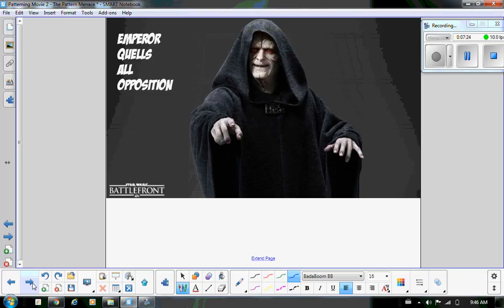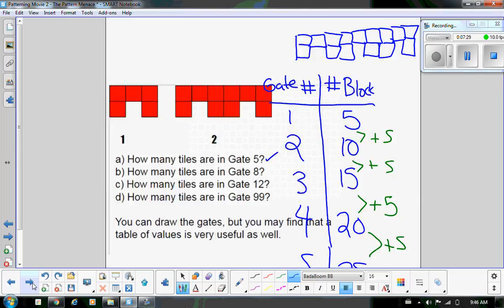Back to slide number 3. I don't think so, Emperor, because there is a strategy for solving this rudimentary equation. So, Emily, what do you have to add? 5. We add 5 every time. However, the Emperor's right. We can get to 8. We can get to 12. But look at that last one. Gate 99. 5 times 9.